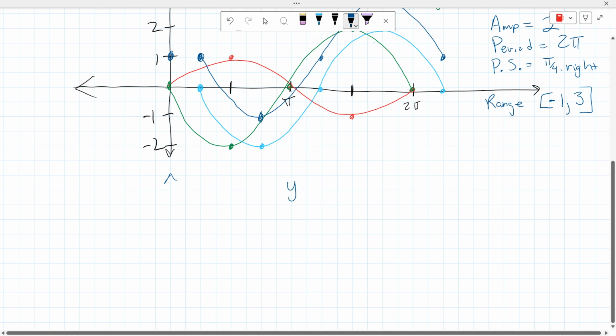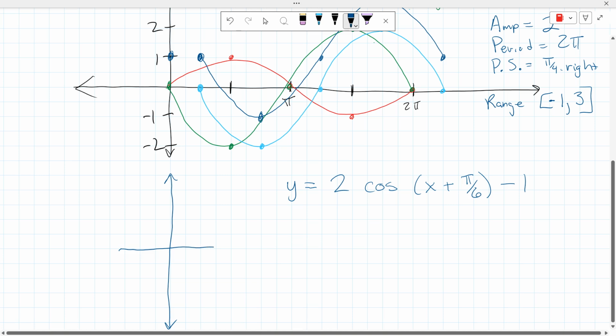Let's do y equals -2. No, we just did a -2. Let's do a 2 cosine of x plus pi over 6 minus 1. Y equals 2 cosine of x plus pi over 6 minus 1. All right.